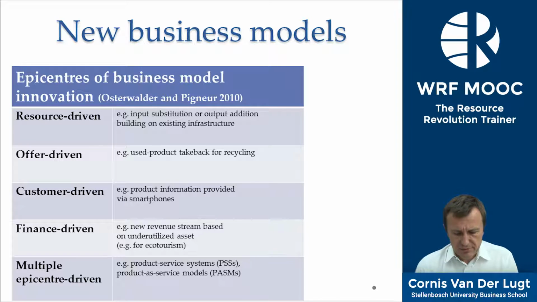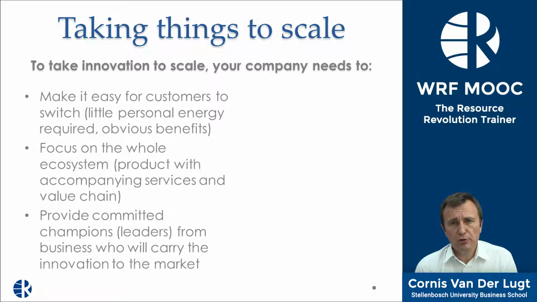Now, taking things to scale, your company, in its ambition to become the resource revolution enterprise, needs to consider 3 things. First of all, you need to make it easier for your consumers to switch. We all know that consumers love their traditional habits. Consumers also love to have various options to choose from. So you need to make it easy for them to switch, and you also need to make the gains on their side highly obvious. The benefits need to be obvious.